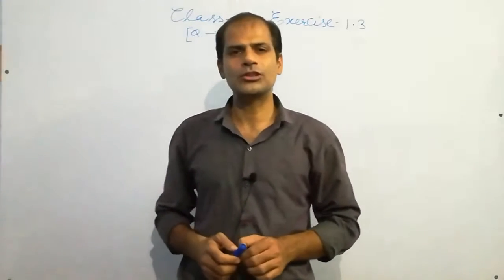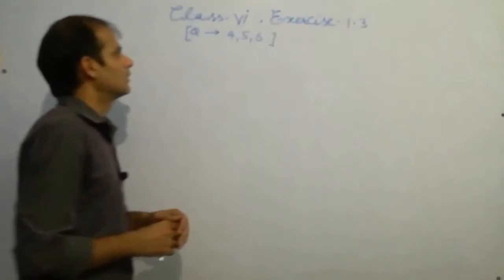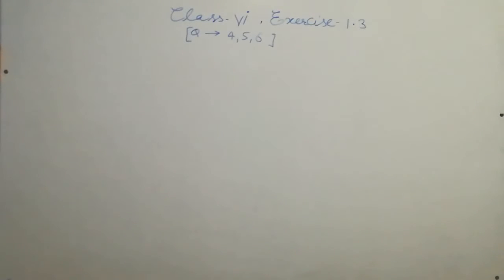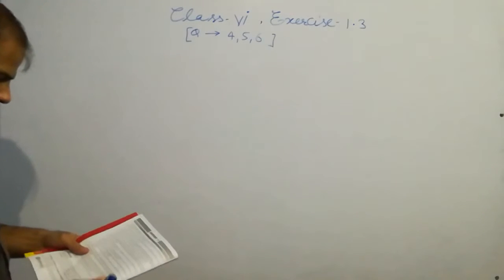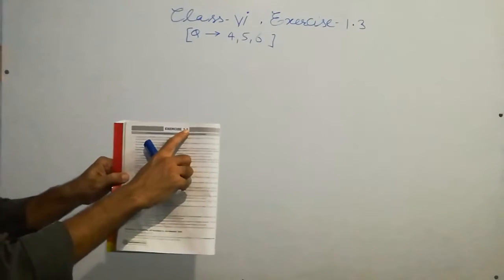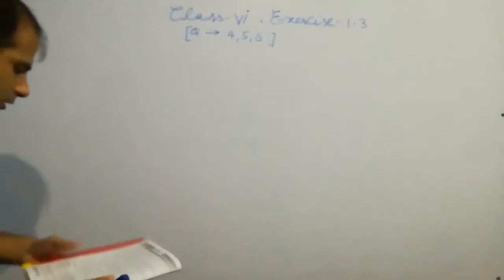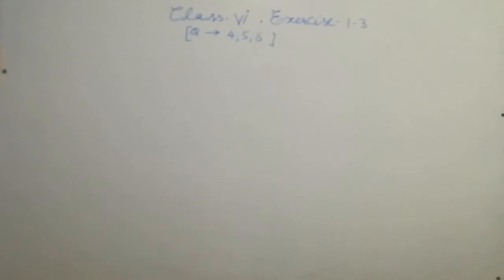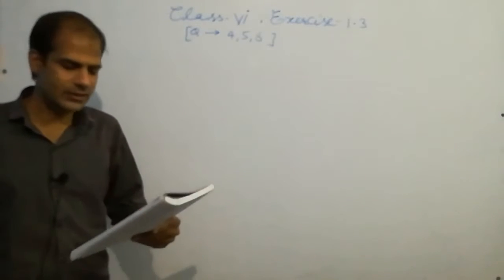Today we will solve question number 4, 5 and 6 of exercise 1.3. These three questions are very interesting, students. These questions are taken from page number 14. Okay, so this is the page of the textbook, exercise 1.3, question number 4, 5 and 6. So let's start. These questions are based on basic arithmetic operations like addition, subtraction, multiplication and division.